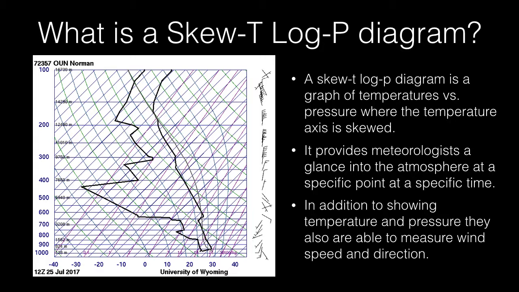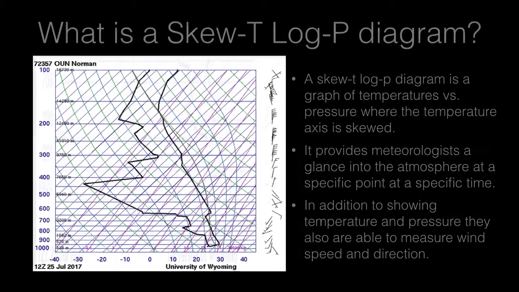And then what a Skew-T essentially is, a weather balloon goes up, and it's the result of that. And it gives meteorologists a look into the atmosphere at a specific point at a specific time. And like I said, meteorologists can use this for all sorts of things. And then, in addition to showing temperature and pressure, they can also show wind speed and direction, which is shown on the far right of this diagram. This is calculated via GPS. Okay, that's a quick overview.